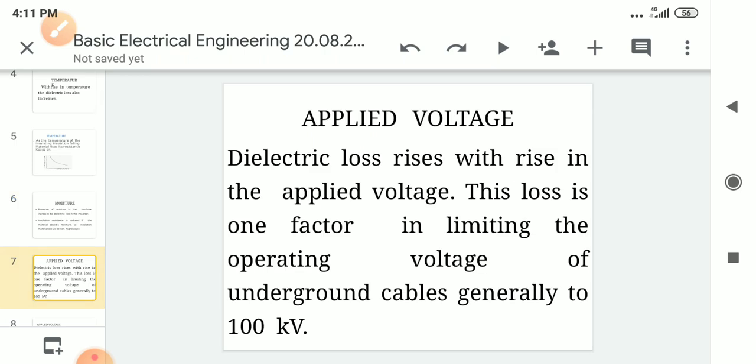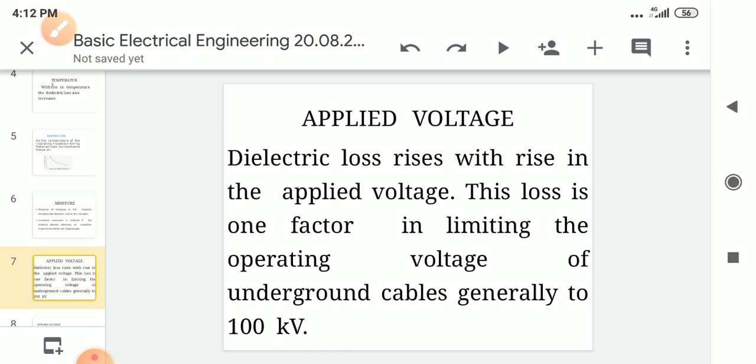After that, applied voltage. Dielectric loss increases with increase in applied voltage. So this dielectric loss is one of the factors limiting the operating voltage. That's why in underground cable or overhead systems, whatever the system may be, we have to classify it as low voltage, high voltage, extra high voltage, ultra high voltage, like that. Depending upon these voltage values, we have to provide its insulation.